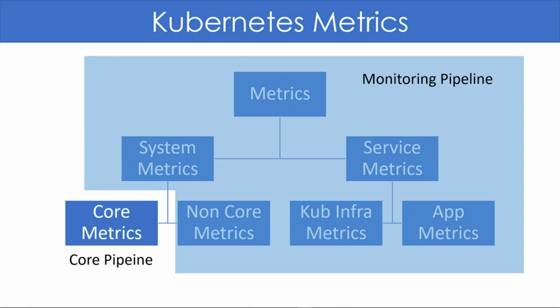Service metrics are metrics from Kubernetes applications and from user-deployed applications. The service metrics and the non-core system metrics form part of the monitoring pipeline, and we will look at a demo of that later on when we install Prometheus. For now, let's look at the components of the core pipeline.